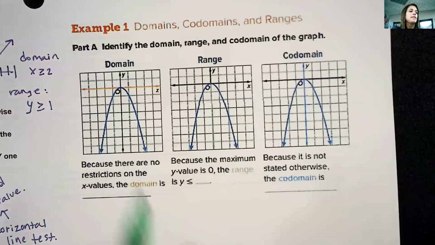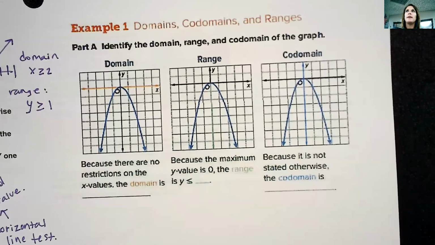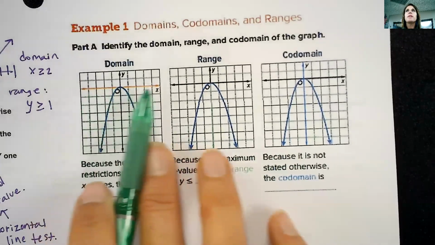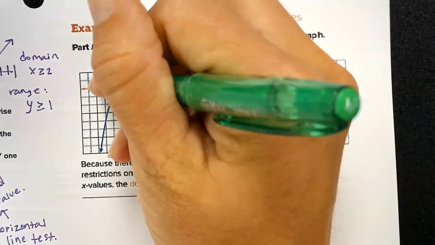Example 1, looking at the same parabola, we're going to find the domain, the range, and the codomain. The domain, what's possible for the x values? It looks like it is constrained.